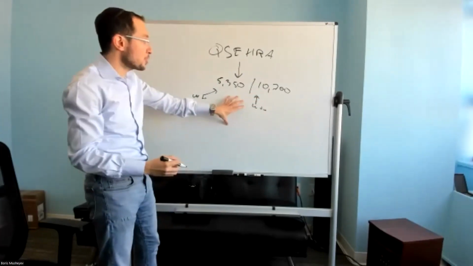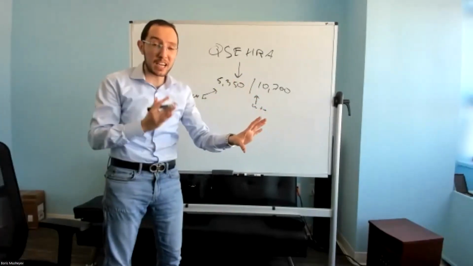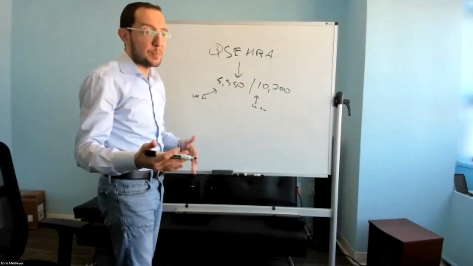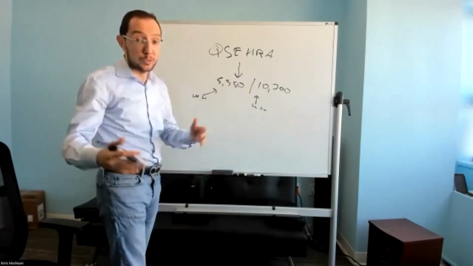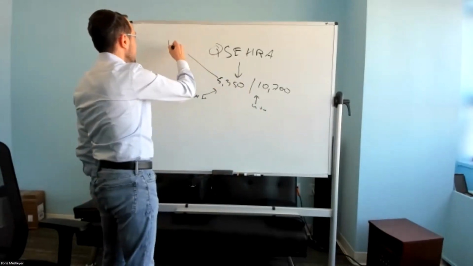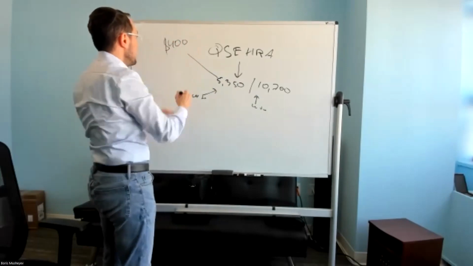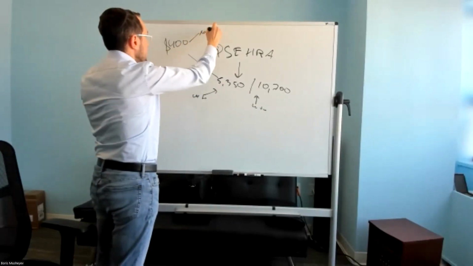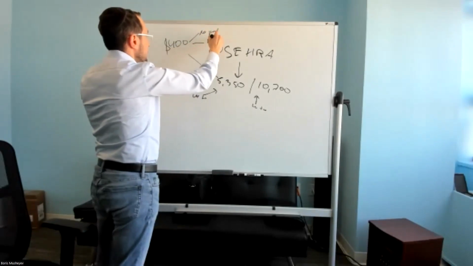So when you reimburse them, all those reimbursements are tax-free and payroll tax-free. So let's say your company policy says, we're going to reimburse you $400 per month. So $400 per month, no payroll taxes, and no income tax.